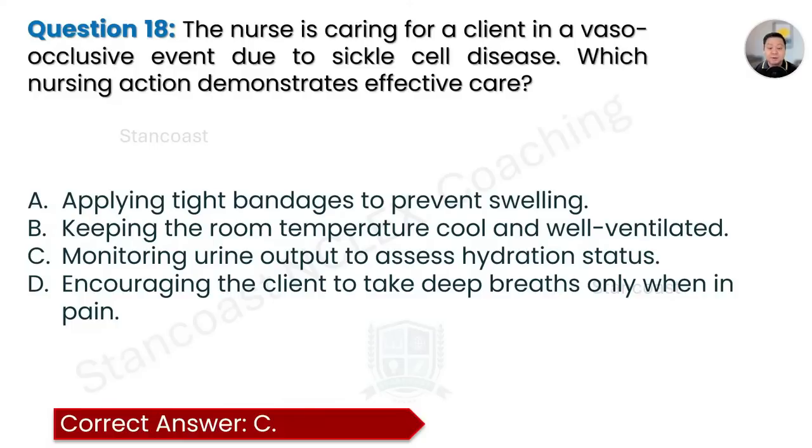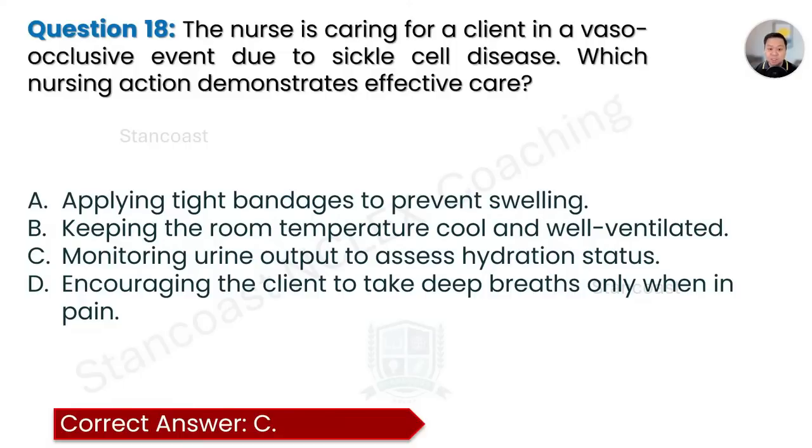Letter B is another incorrect option because cold temperatures can cause vasoconstriction. This can reduce the blood flow. It can worsen the sickling. We better have to provide a warm environment to support circulation and comfort. Now, letter D is another incorrect option. Deep breathing should be encouraged regularly, not only when the client is in pain.